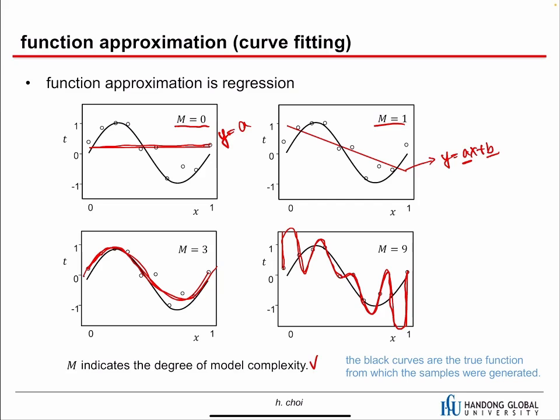Okay, as you already noticed, the black curves are the true function from which the samples were generated. So usually we don't know these true functions. We only have these training samples, and then from these samples we have to estimate. We have to discover the true function. We have to approximate the true function.